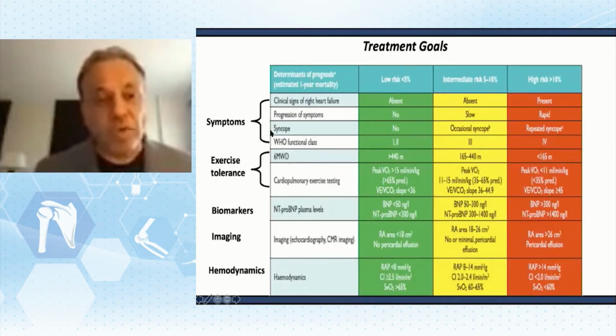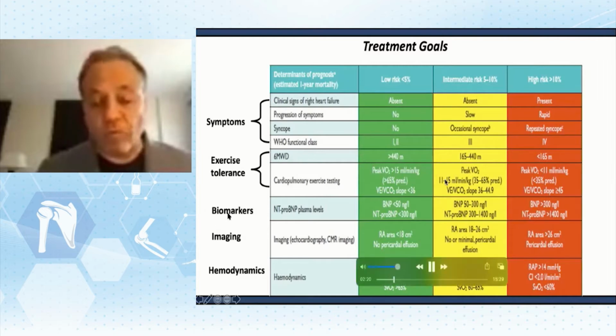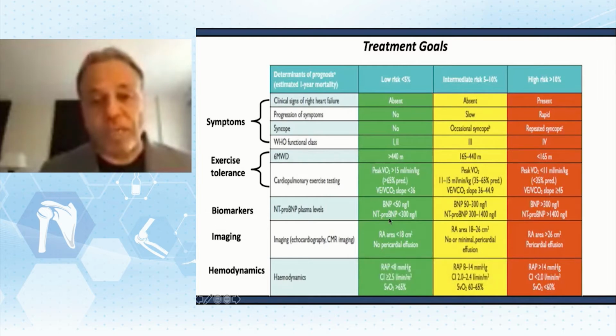So we'd like the patient to have minimal symptoms. We want them to be in function class 1 or 2, no syncope, no RV failure. We would like them to have good exercise tolerance, being able to walk for at least 440 meters. We would like them to have normal or close to normal biomarkers, looking for NT-proBNP less than 300, good imaging by echo, with right atrial surface area less than 18, no pericardial effusion, and high TAPSE score. And we need to have good hemodynamics, when right atrial pressure is low, with good cardiac index and good mixed venous oxygen saturation.